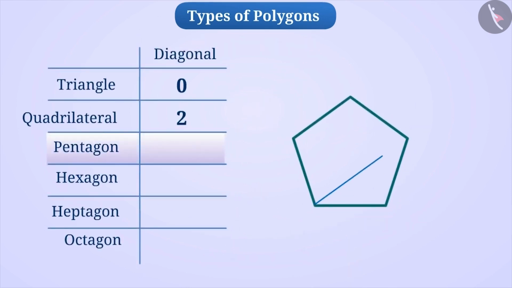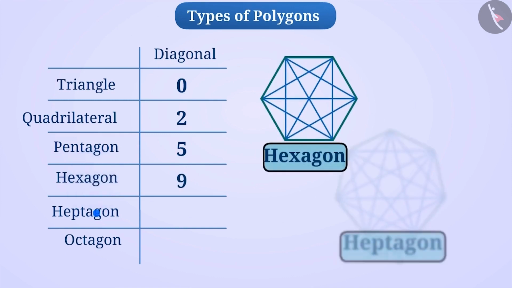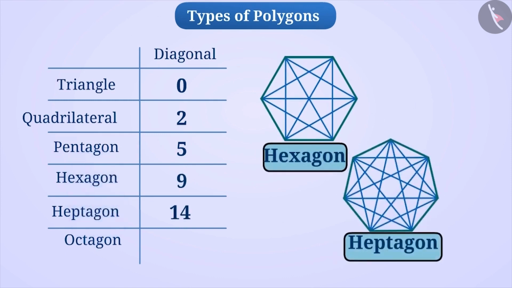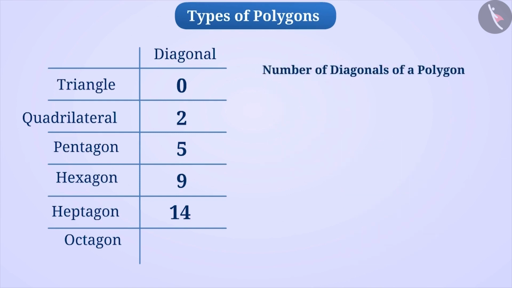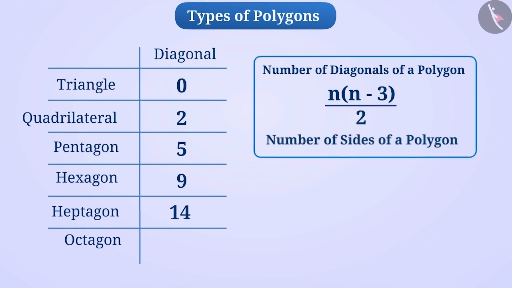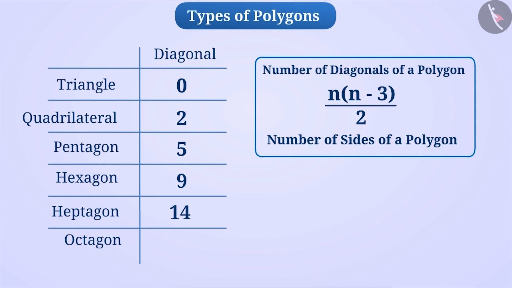Talking about a pentagon, 5 diagonals can be drawn in it. Similarly, in a hexagon, 9 diagonals can be drawn, and in a heptagon, 14 diagonals can be drawn. To find the number of diagonals in a polygon, we use the formula n multiplied by (n minus 3) divided by 2, where n is the number of sides of the polygon.